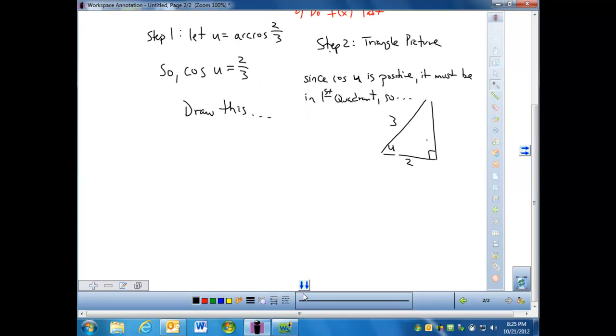Now, let's go ahead and find our missing sides. We're going to need that when we take tangent later on. So of course we'll use the Pythagorean theorem with that. We'll do 2 squared plus something squared equals 3 squared.